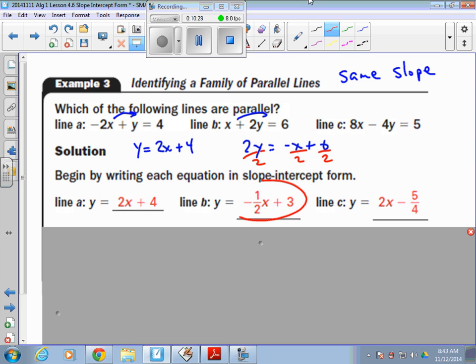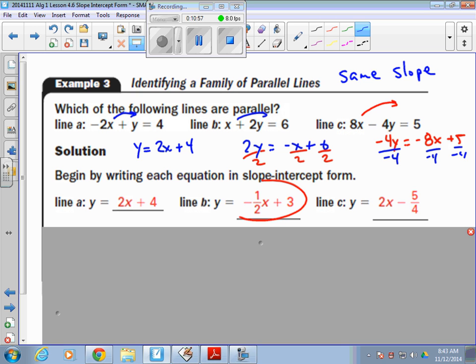In order to convert line C, you have to move 8x over in its standard form, ax plus by equals c. When you do that, you subtract 8x and you're left with negative 4y equals negative 8x plus 5. And when you divide by negative 4 on both sides, you have to do it to this term and this term. You get y equals a negative divided by negative is a positive 2x, and then a positive 5 divided by negative 4 is a negative 5 fourths.